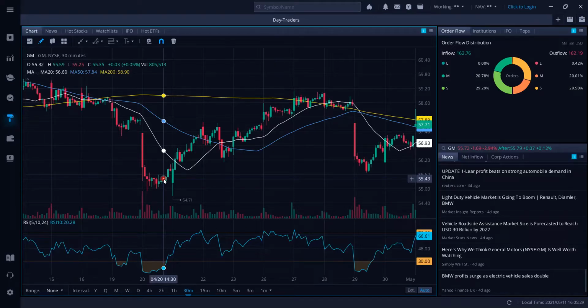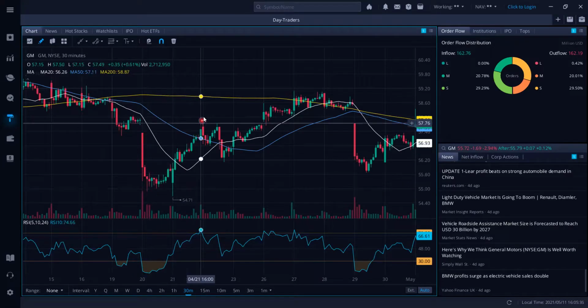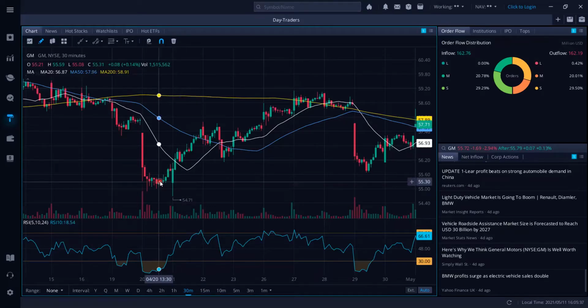So yeah, one of the key things here is identifying these certain particular points in a trading pattern.